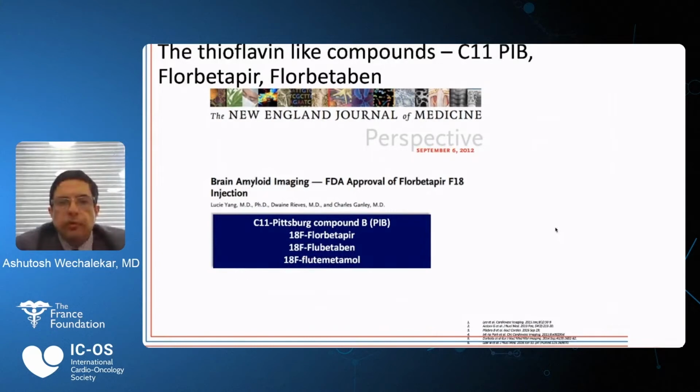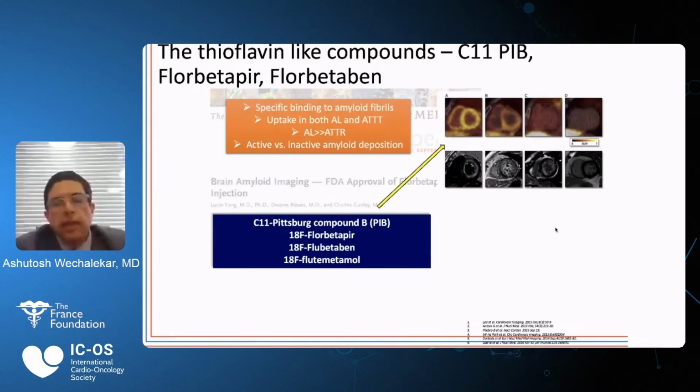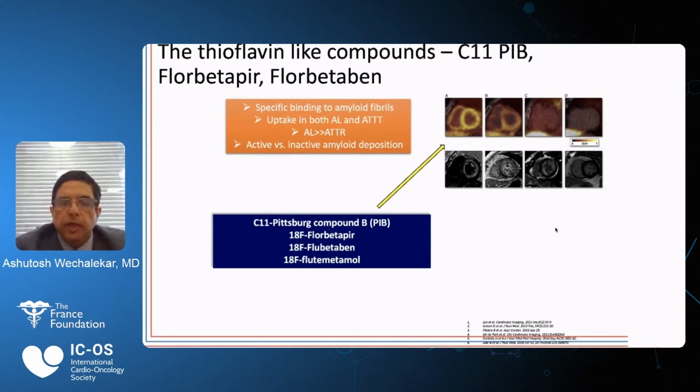The compounds which are of great interest in imaging cardiac amyloid are the so-called thioflavin-like compounds. Congo red is a thioflavin-like compound, and these are compounds which bind to Congo red, and these are C11 PIB, florbetapir, and florbetaben. Next slide, please. These have been licensed for brain imaging, and with these, we can see very specific cardiac uptake. It seems to be there for both AL and ATTR. It seems to be more in AL amyloidosis than ATTR amyloidosis. Next couple of clicks, please.